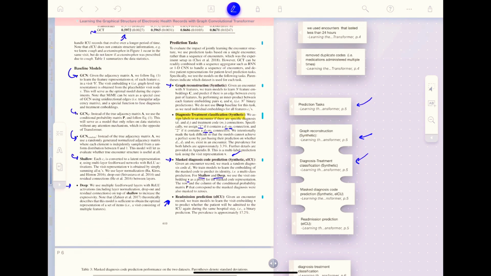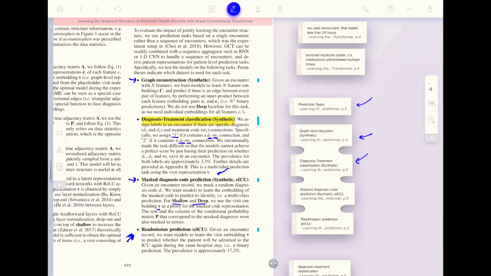For the baseline methodologies, they have the graph convolutional neural network that we talked about. GCNP is similar to GCN, but we do not have the structure for this, so they assume that the conditional probability matrix can be used instead. GCN random is the case where they randomly generate an adjacency matrix. This is for the case of saying, okay, is randomly attending to other features better than not attending to anything at all? And shallow and deep are basically just representing all the nodes and performing a summation or something similar to dynamic averaging networks on top of them to generate the final representation. And deep would be shallow but with more layers.